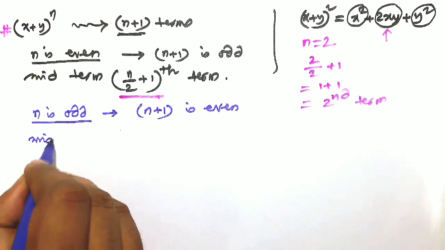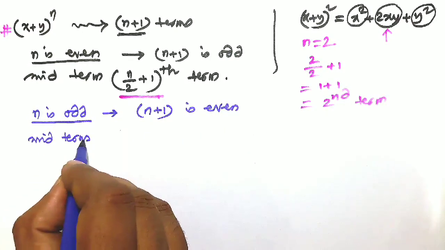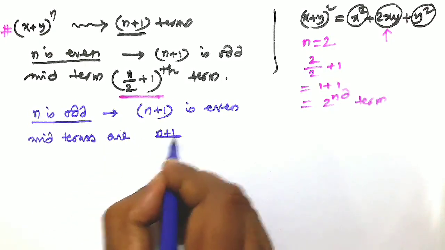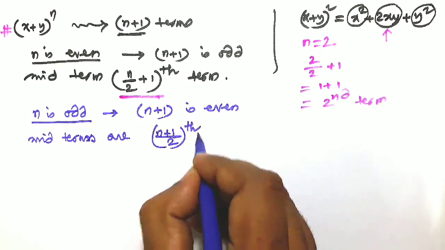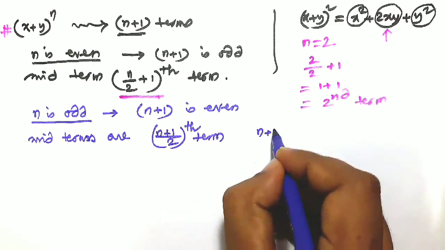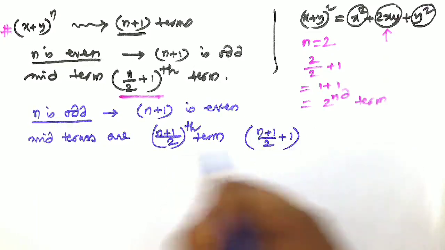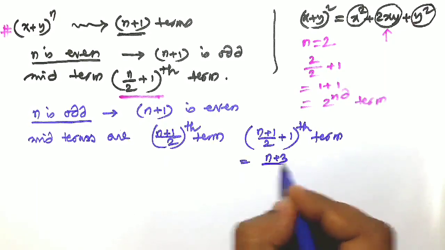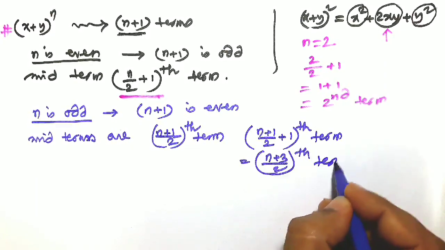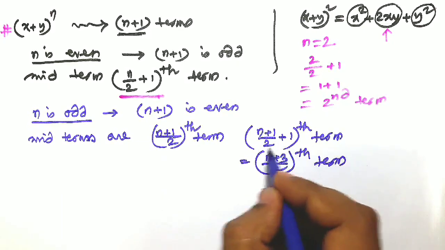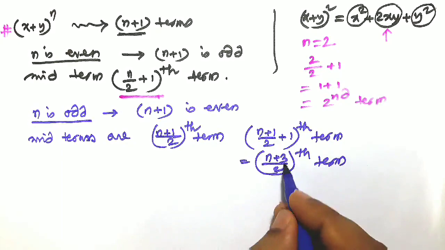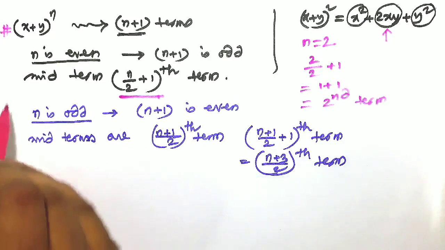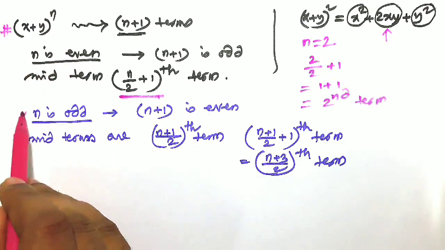So the middle terms are respectively the ((n + 1)/2)th term and the ((n + 1)/2 + 1)th term, that's the succeeding term. This term can also be written as the ((n + 3)/2)th term. Just take the LCM 2 and n + 1 + 2, that means the ((n + 3)/2)th term. So these are the 2 terms in the middle of the expansion of (x + y)^n when n is odd.